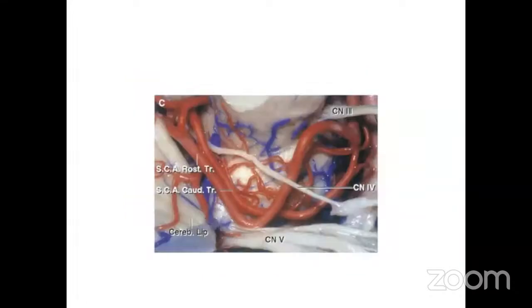In this diagram, there is a variation. The superior cerebellar artery divides early into a rostral trunk and the caudal trunk. This one is the rostral trunk, which indents on the superior aspect of the trigeminal nerve, and this one is the caudal trunk of the superior cerebellar artery.